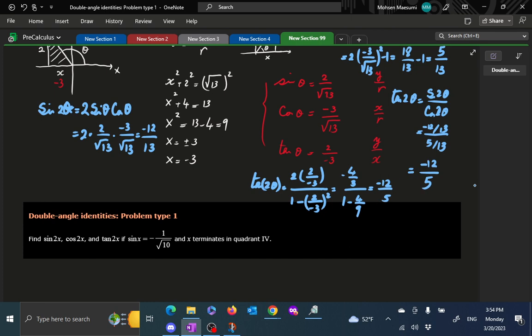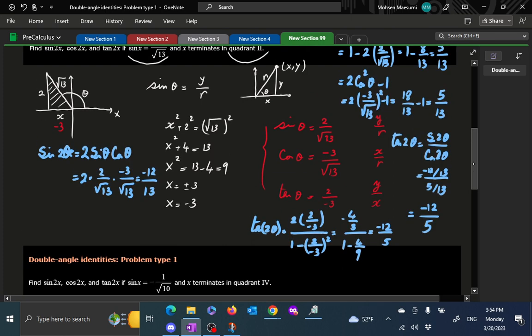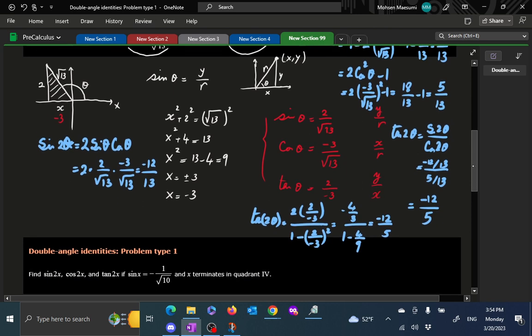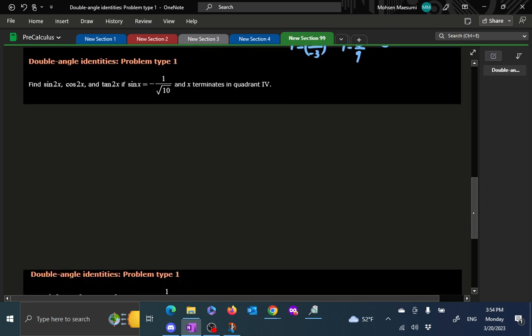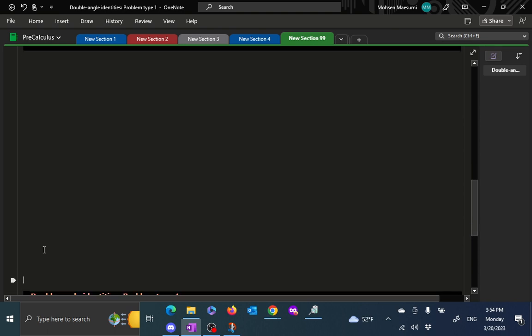So we could get the answer in multiple ways, and it's good to try different ways and see that you get the same answer. Okay, the second problem is pretty similar. Let's do that too. I realized I'm not having enough space.